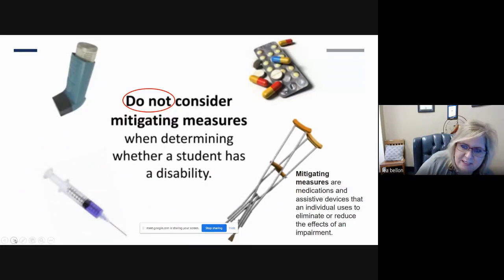Okay, this is one that is often a little difficult, I think, to accept, but we do not consider mitigating measures when determining whether a student has a disability. So what that means is, let's say a child is ADHD, but the mother refuses to give the child the medicine. When we are determining whether or not they're going to qualify for 504, we can't say, no, he doesn't qualify because he's not on his medicine. We cannot use medicine as one of the measures to determine that. We know that the doctor has prescribed it, but we cannot use that as an example. So you see the definition at the bottom there, that mitigating measures are medications and assistive devices that an individual uses to eliminate or reduce the effects of an impairment. So that was kind of difficult to accept, but that is in the law, that we do not consider those when we are making a determination.